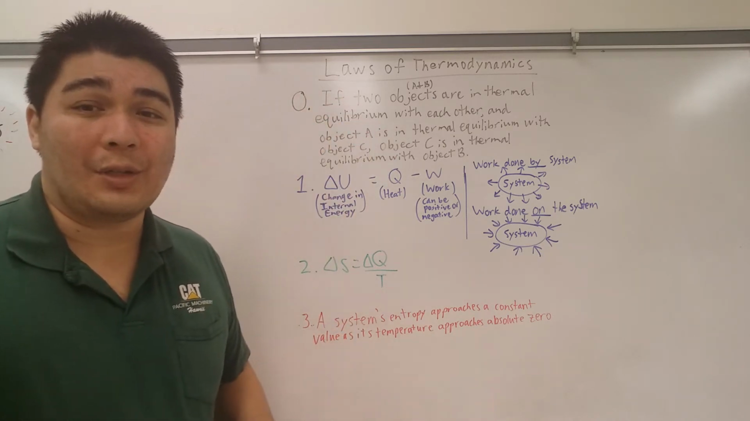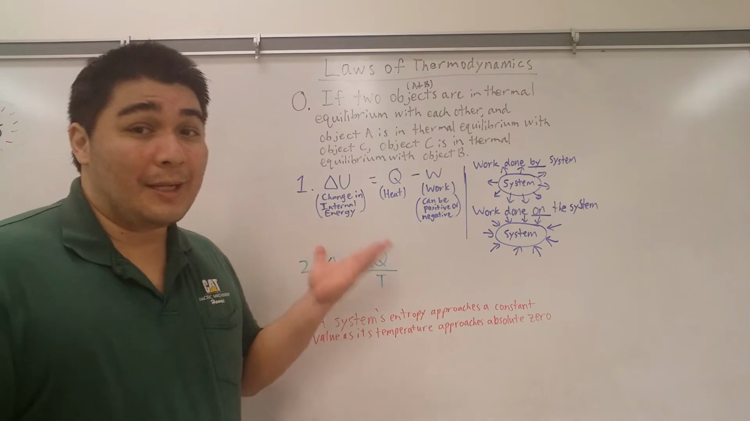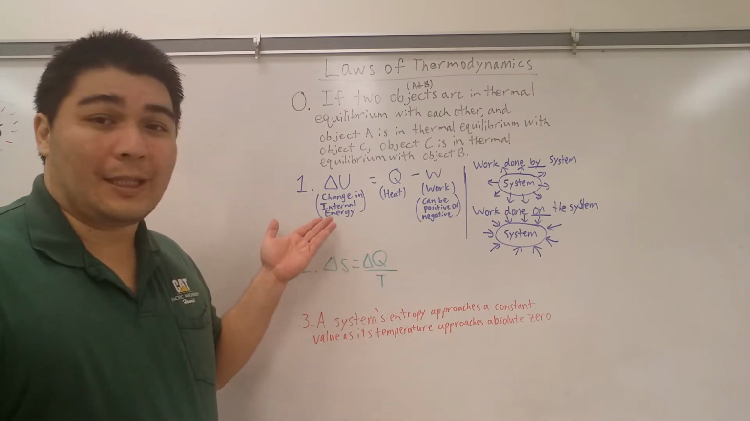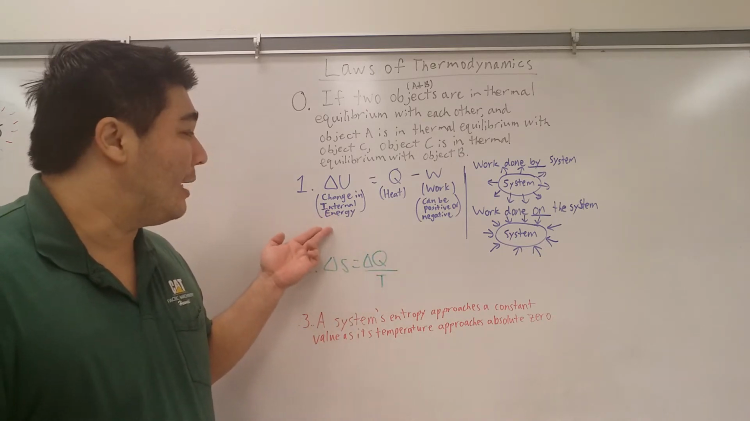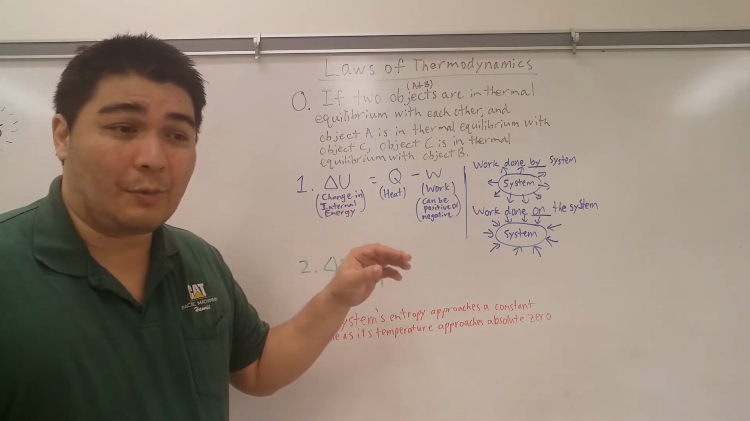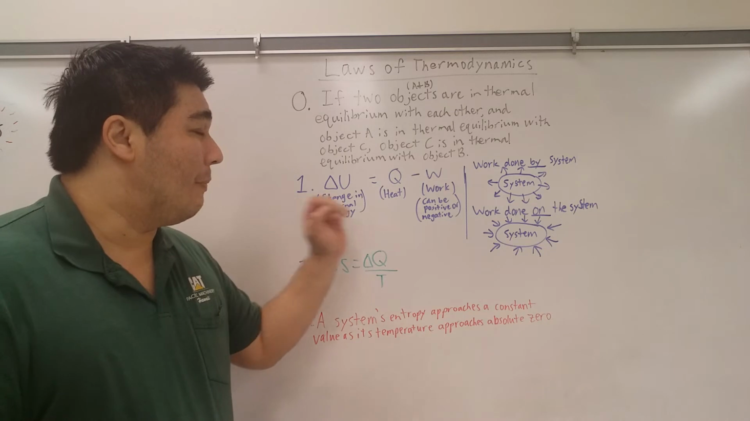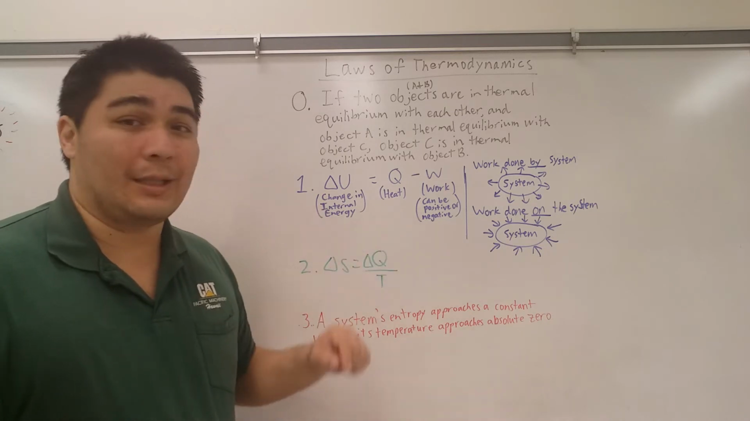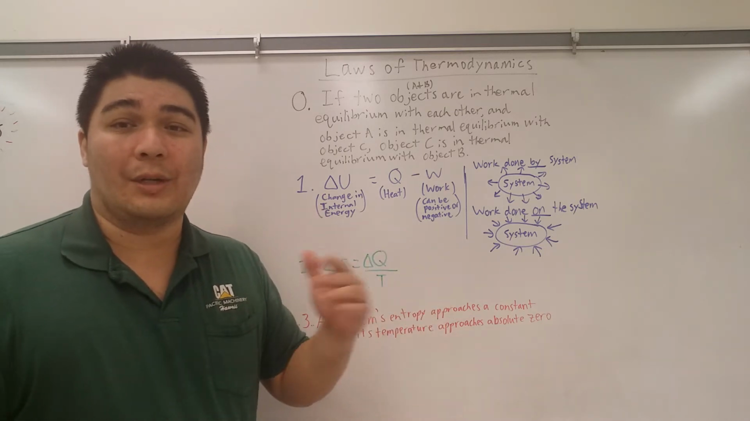Now let's go on to the first law of thermodynamics, which is basically an equation which says that the change in internal energy of a system is equal to the amount of heat that is put into the system or drawn out, minus the work that is done on the system. And of course, this can be positive or negative.